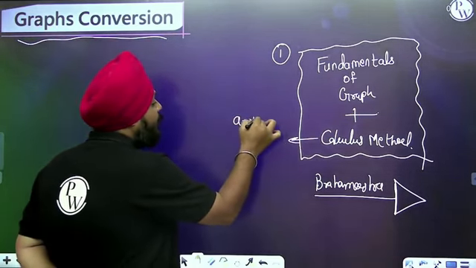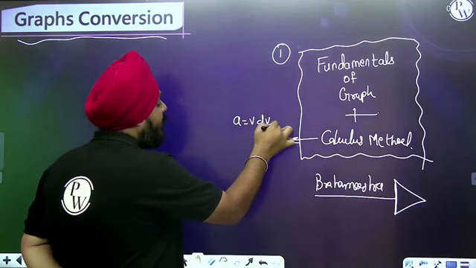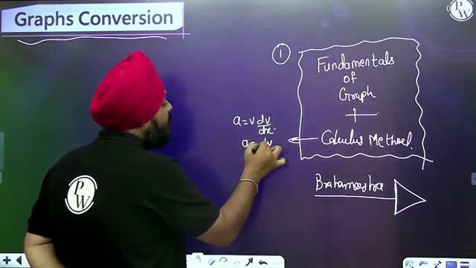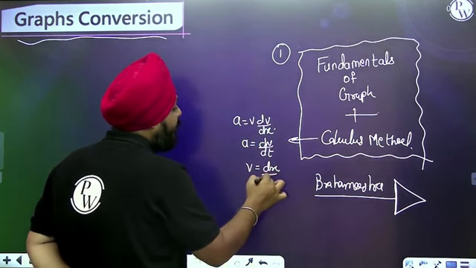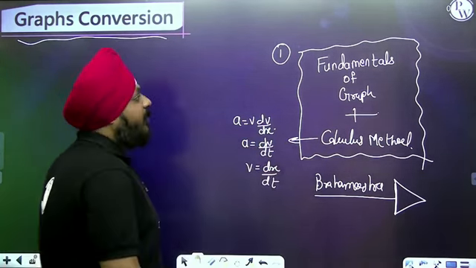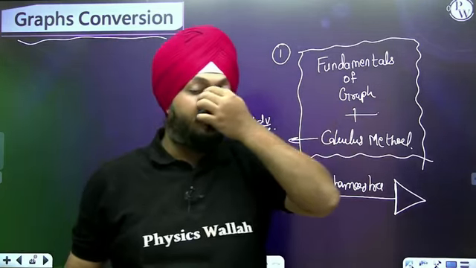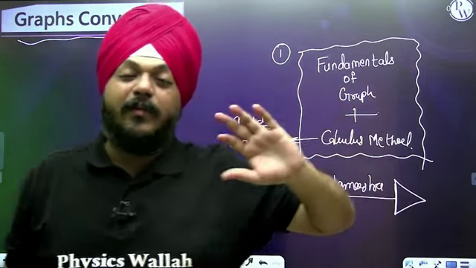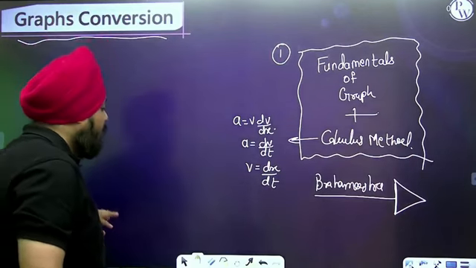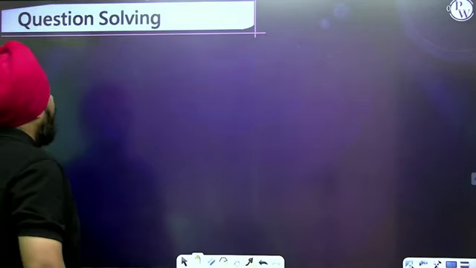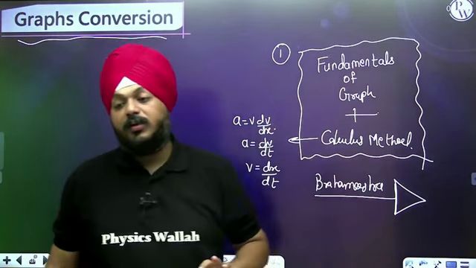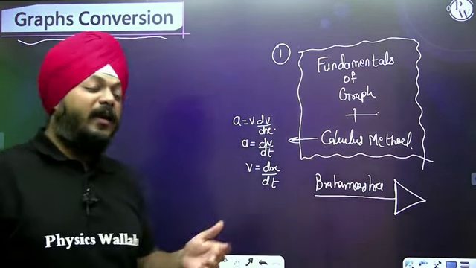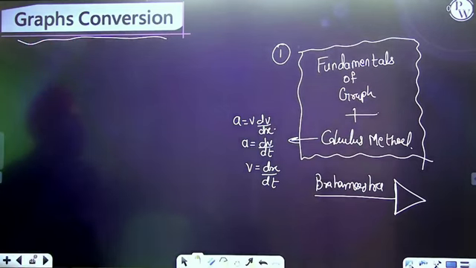One, that is a is equal to v dv by dx, right? Second, a is equal to dv by dt, right? And v is equal to dx by dt. Fundamentals of the graph, right? Always see, I'm going to show you all the sums of graph conversion. How I am saying this, and why I am saying this, it is important.